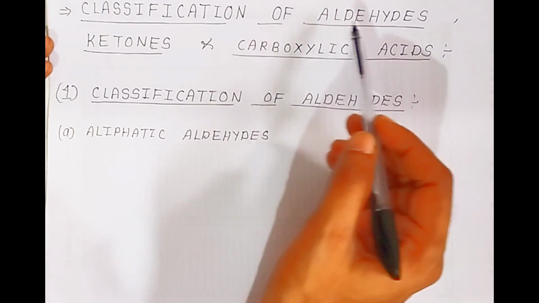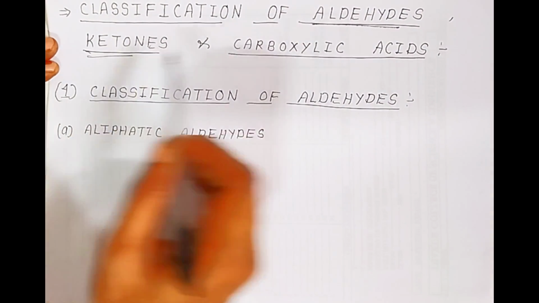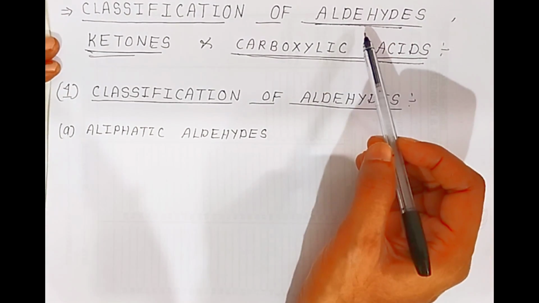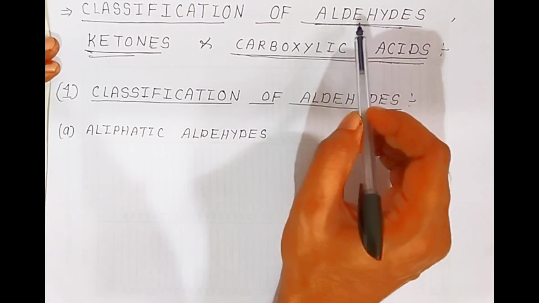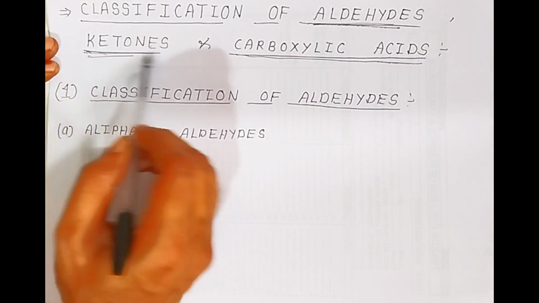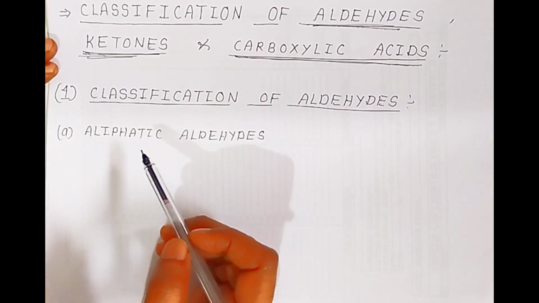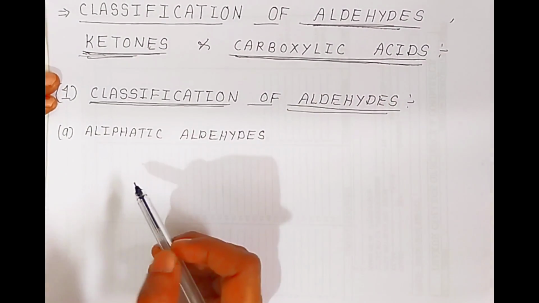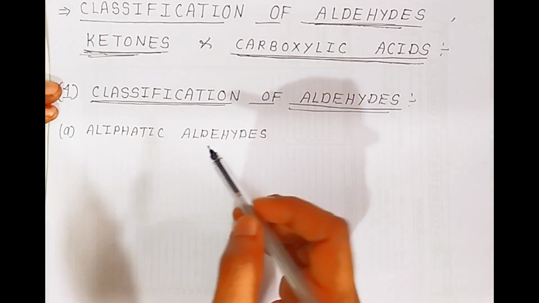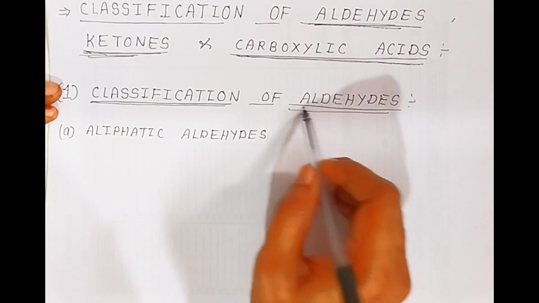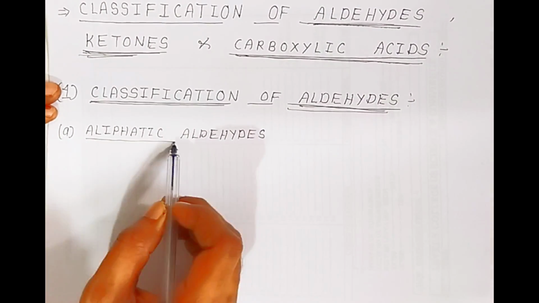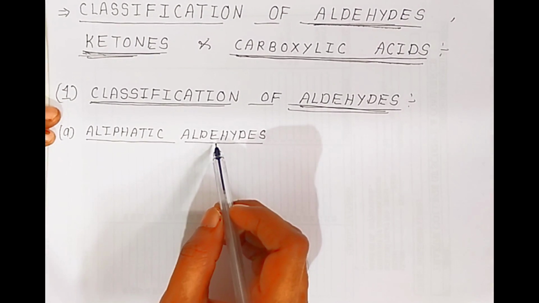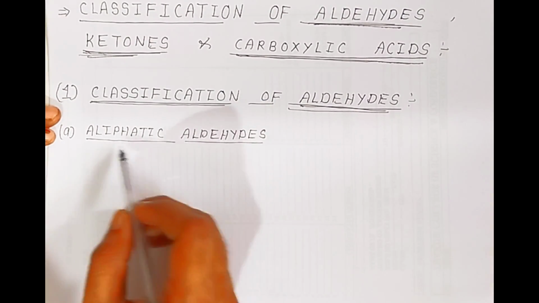The classification of aldehydes, ketones and carboxylic acids. Okay students, in organic chemistry there is a very large number of molecules which contain aldehydes, ketones and carboxylic acids. Now students, first we are going to classify the aldehydes. Depending upon the aryl and alkyl group, aldehydes are classified in 2 categories. First we will see the aliphatic aldehydes.